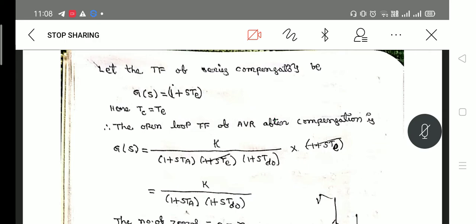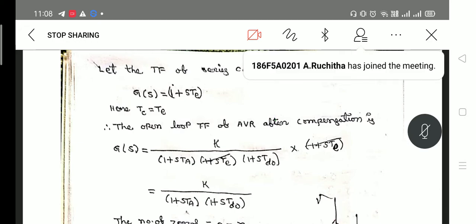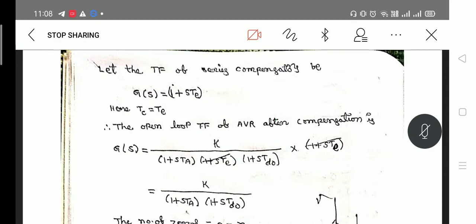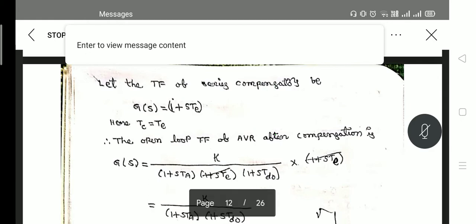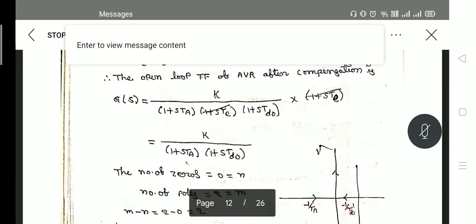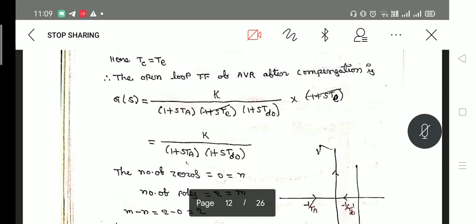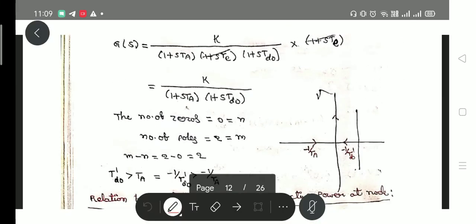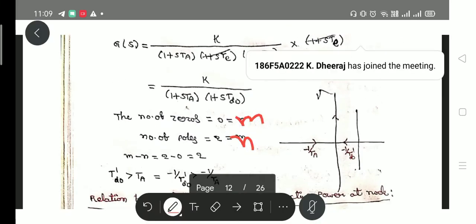For example, let's take G(s) equal to 1 plus sTd. For the series compensator, we can combine the series compensator with this AVR model. So we can multiply both G(s)s, then both the 1 plus sTd terms are cancelled. In that case, the number of poles will be only 2. This is M, this is N. The number of poles will be 2 here.